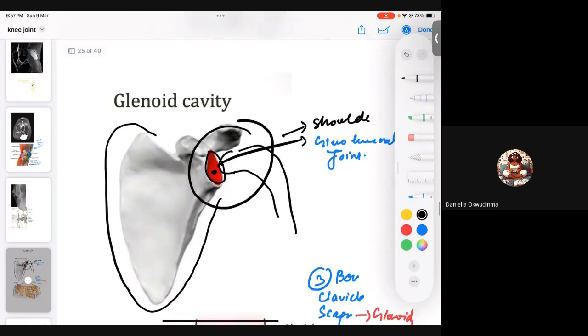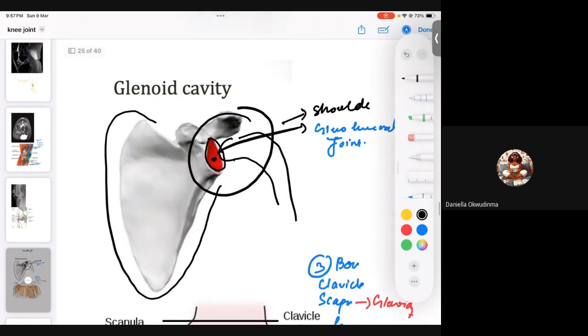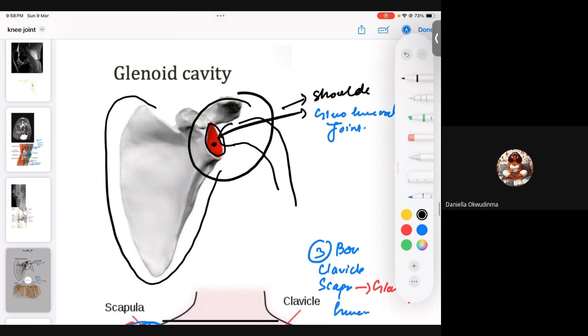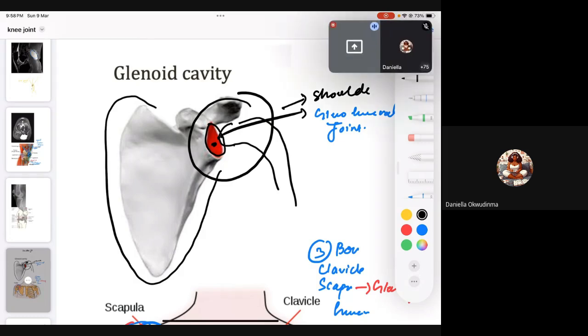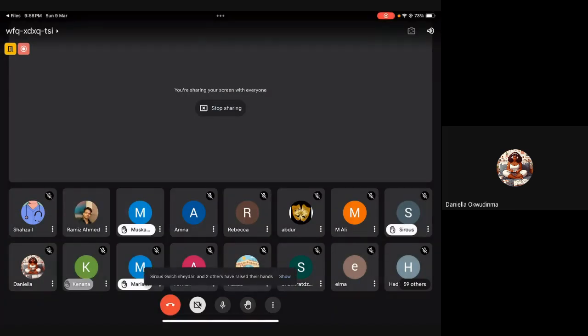So let's discuss our shoulder joint, right? So can anyone just tell me about the shoulder joint? Okay, can you just tell me the components, right? Like we have the glenohumeral joint, which bones make your shoulder? Anyone, please raise your hands. Okay. Dr. Mariam, please.